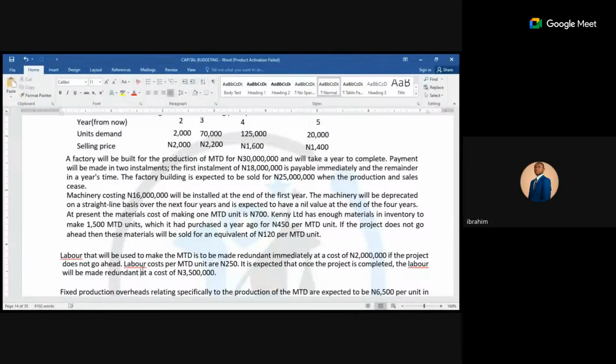It is expected that once the project is completed, the labor will be made redundant at a cost of. So that is to say, those casual labor that will still come and work for this project, once we are done with that project, everybody should go. But we still need to pay them 3.5 million, which is still relevant for the project.